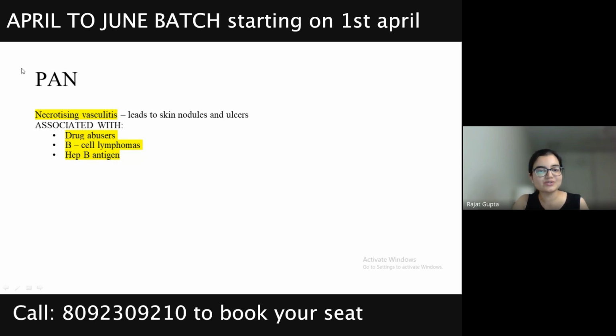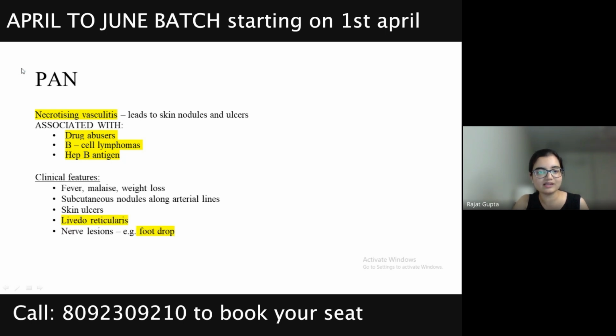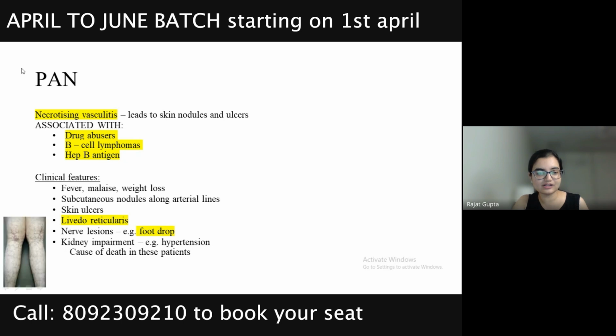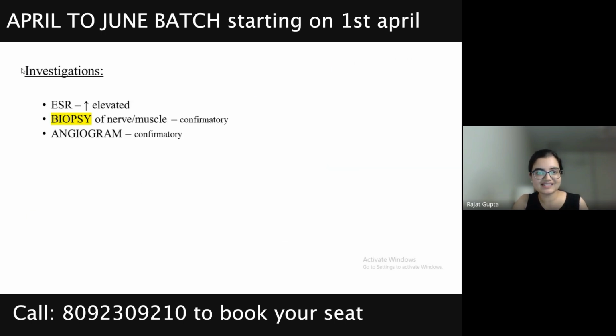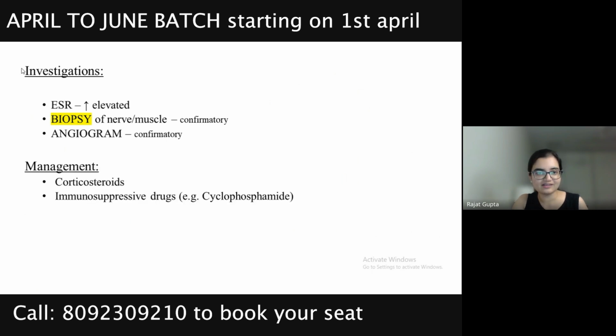Okay, PAN, associated with drug abusers, B-cell lymphomas, hepatitis B antigen. Okay, now this is a livedo reticularis image that you can see here, and polyarteritis nodosa image that you can use later. Okay, next. Confirmatory is going to be biopsy.